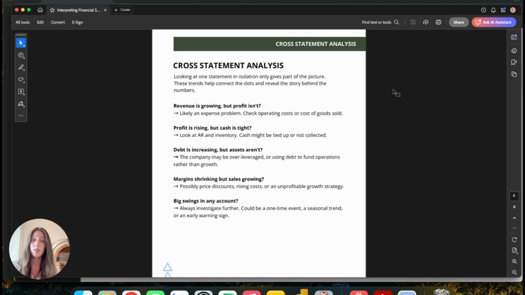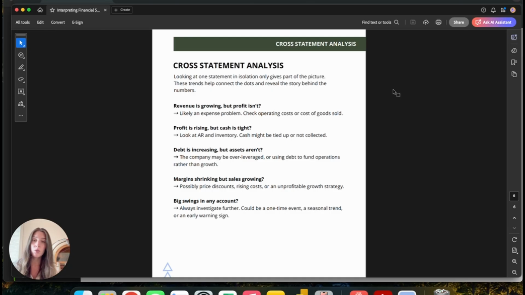Another thing to check out is whether debt is increasing, but assets aren't. So normally when you acquire debt, you're either getting a loan, so you're getting cash, so cash should increase on the financial statements, or you're buying it to purchase some type of asset. So there should be an asset that is increasing on the financial statements. So when debt is increasing, but assets are not, it could be a little suspicious. And they might be using that debt just to fund their operations.